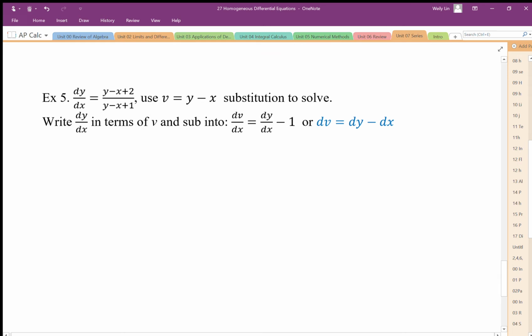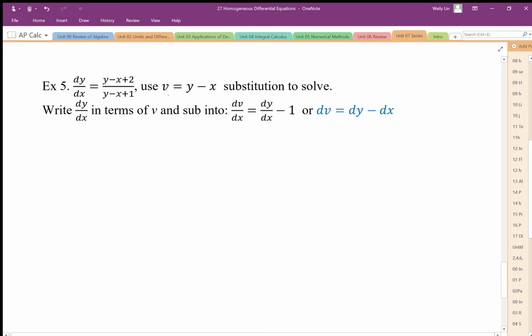Okay, so this one here, we're just going to use a slightly different substitution. So we're going to use v equals y minus x. In this case, we're just going to differentiate the v. dv is equal to dy minus dx. Okay, so then we can do our substitution. So the dy is equal to dv plus dx, and that's all over dx. So we'll do the substitution on that side.